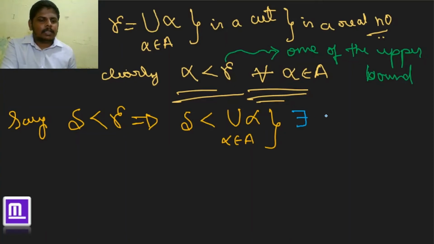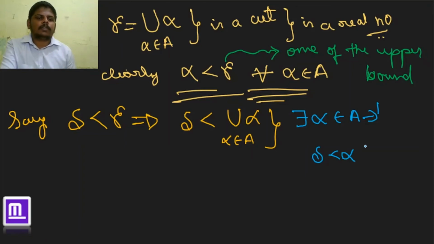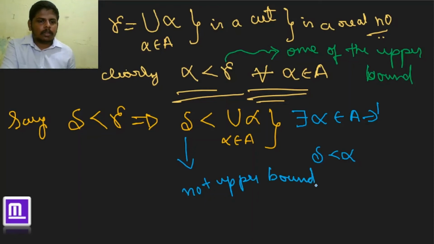There exists an alpha in A such that your delta is also a proper subset of alpha. So this is not an upper bound. This is not an upper bound.